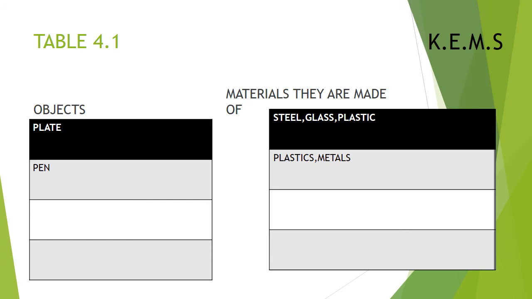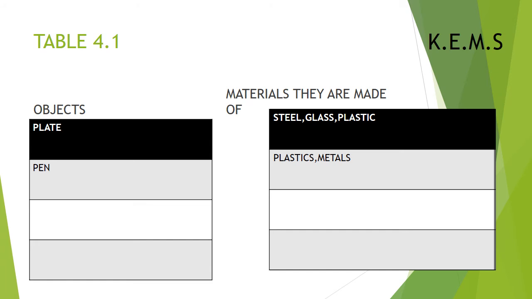Objects: plate. A plate is made out of steel, glass, plastic, etc. Wooden plates are also there. Aluminium plates are there. Pen. A pen may be made out of plastic, metals. Now you have to complete the table. Two more columns. You write there chair. A chair may be made out of plastic, wood, etc. Like that, one more material you can write. Object and the material which it is made out of.